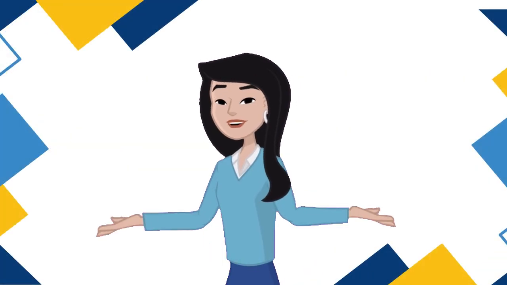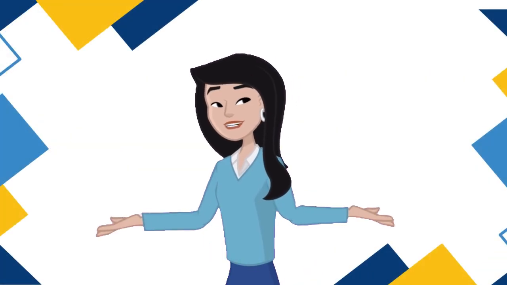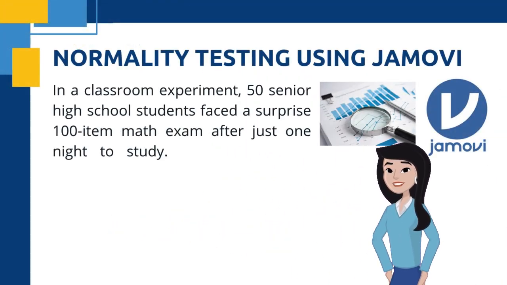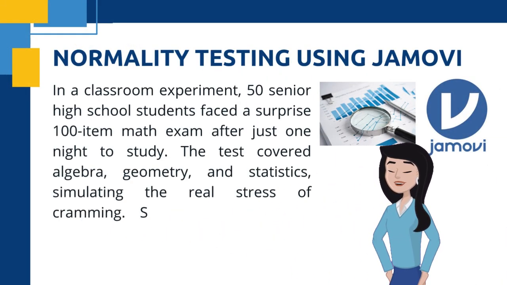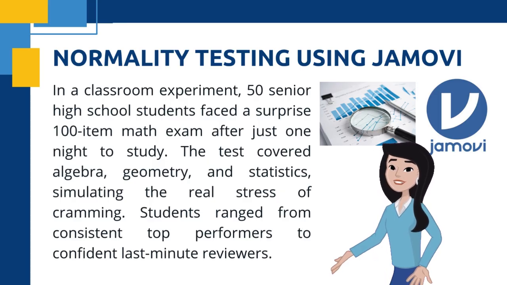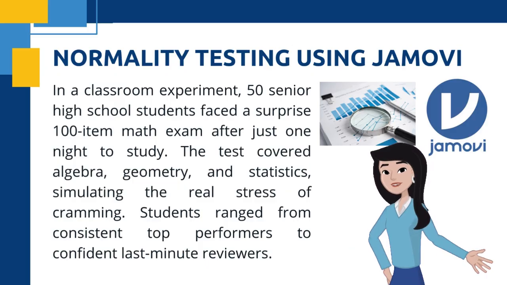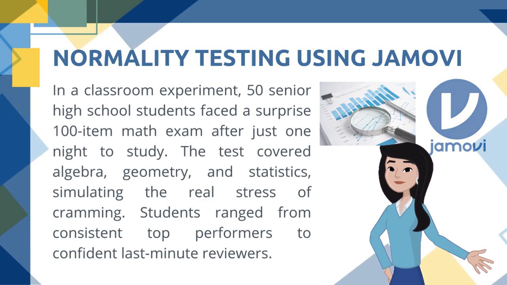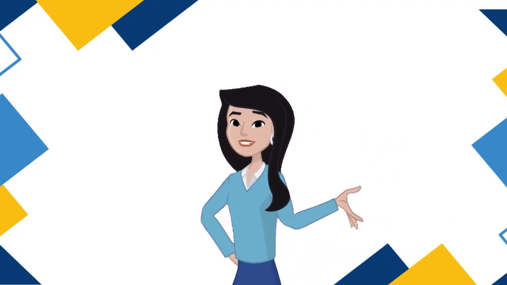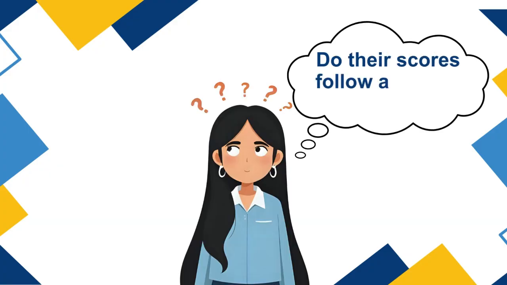Alright, enough theory. Let's bring this to life with a real application. In a classroom experiment, 50 senior high school students faced a surprise 100-item math exam after just one night to study. The test covered algebra, geometry, and statistics, simulating the real stress of cramming. Students ranged from consistent top performers to confident last-minute reviewers. But instead of asking if cramming worked, we'll focus on something statistical. Do their scores follow a normal distribution?